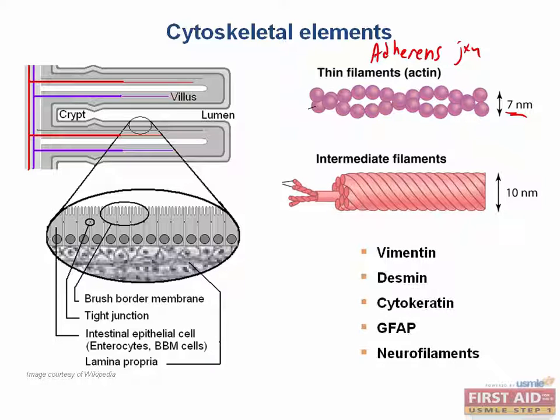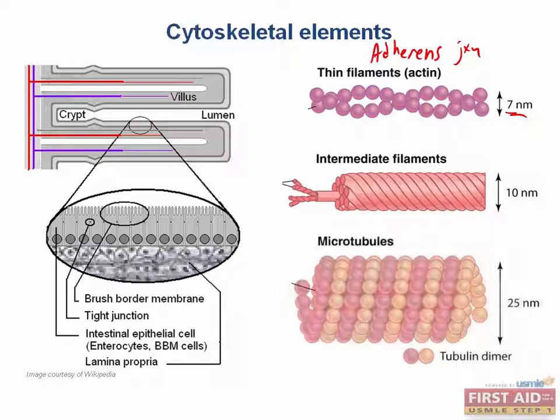Some examples of intermediate filaments are vimentin, desmin, cytokeratin, glial fibrillary acid proteins, and neurofilaments, but I'll come back to these in a couple of minutes. And microtubules are the largest part of the cytoskeleton, with a diameter of about 25 nanometers, and they're generally involved in movement of things within the cell, or of the cells themselves. We see them in cilia and flagella, and also in the mitotic spindle and centrioles.